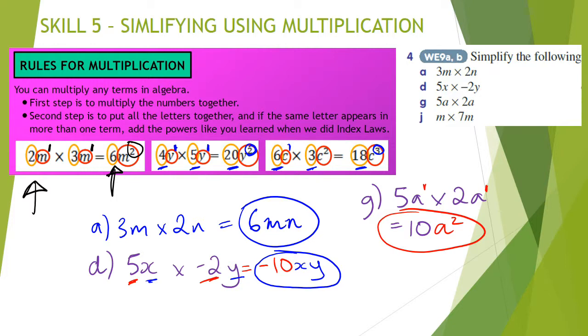And the last one, J, m times 7m. Now remembering, if we see a letter by itself, it has an invisible 1 in front of it as the coefficient. So this is like doing 1 times 7. So 1 times 7 is 7, and then our powers are 1 and 1, which gives m squared. So our final answer is 7m squared.